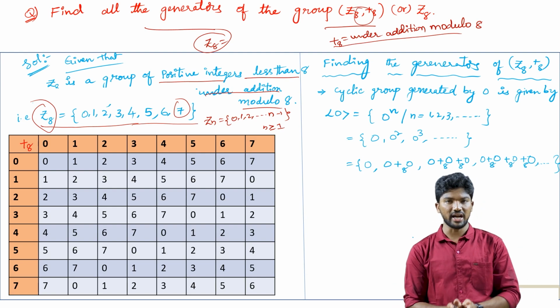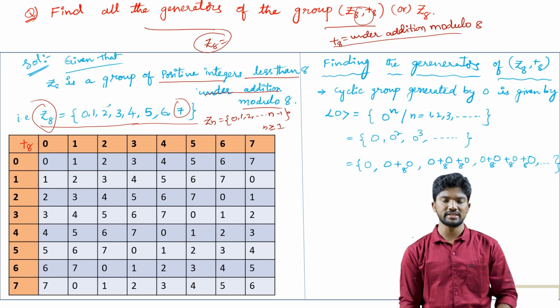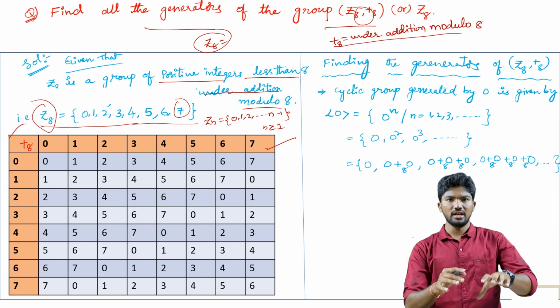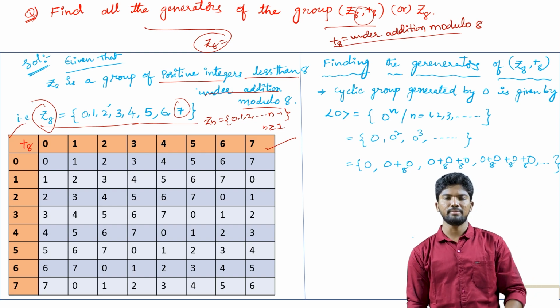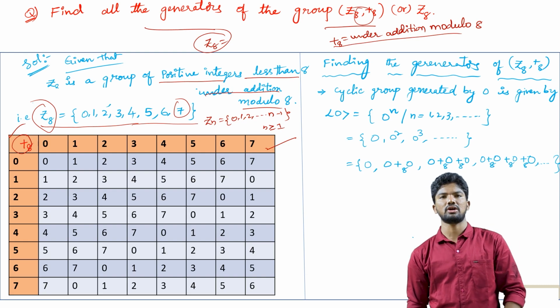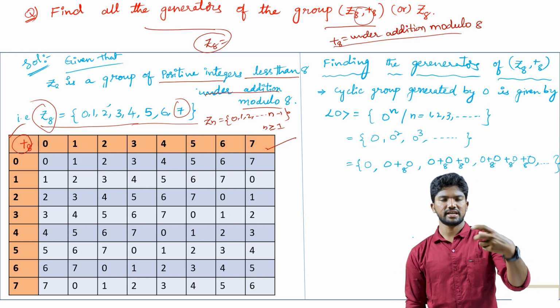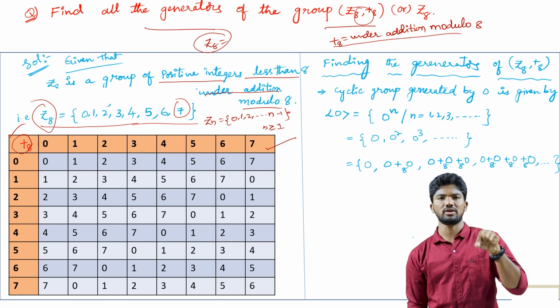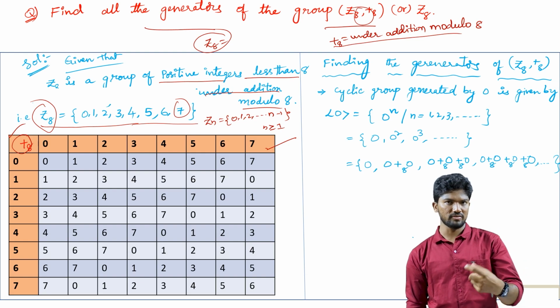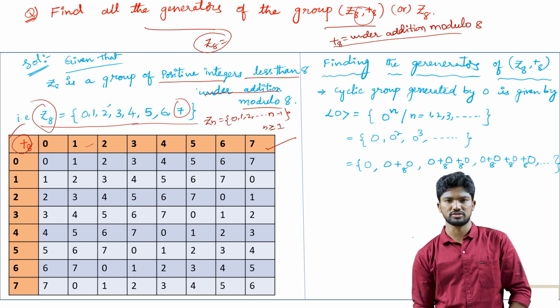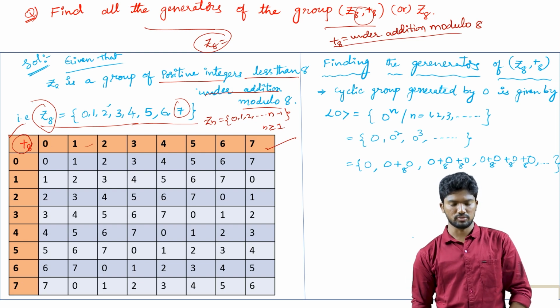First of all, I am drawing a table of these elements with respect to addition modulo 8. You can observe that the first row and first column are filled with the elements of Z_8. The corner of the box is addition modulo 8. If they ask for multiplication modulo in the examination, you have to write multiplication modulo 8. Here we are solving the problem with respect to addition modulo 8. So 0, 1, 2, 3, 4 up to 7 in the row and in the column.